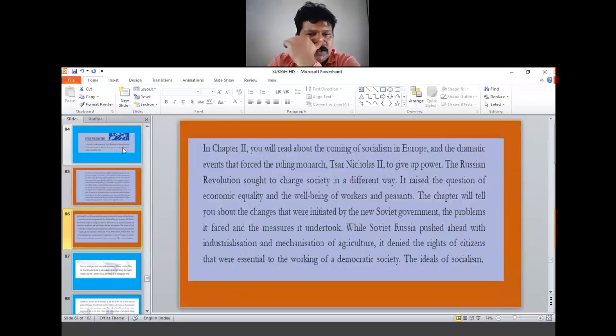Then what does chapter 2 deal with? Chapter 2 deals with the coming of socialism in Europe. We are also going to discuss Tsar Nicholas II and what happened to him, how the workers and farmers fought, how the new Soviet government was established in Russia, and what problems were faced by the Soviet government in Russia.